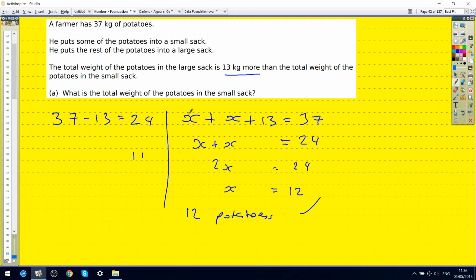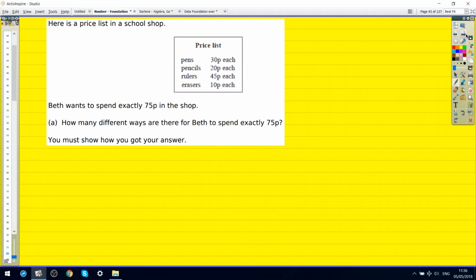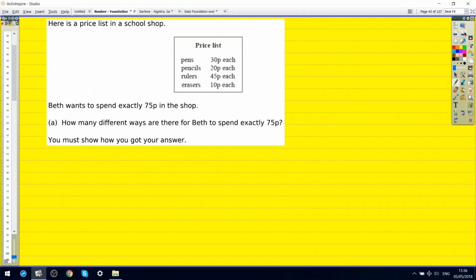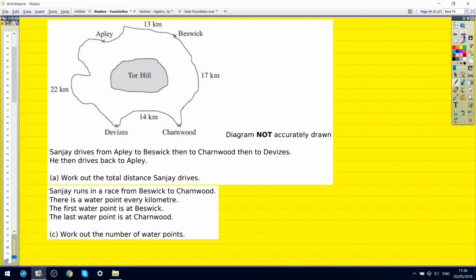So the way I do it is let the unknown thing be X and then just go from there, solving it. Or let's say if we just did it a pure number way, if you did 37 minus 13 and then you just half it because there's two bags, something like that. Okay. This one, I think you're going to be fine.